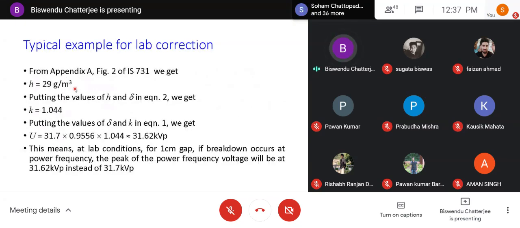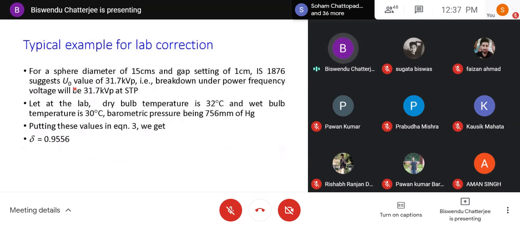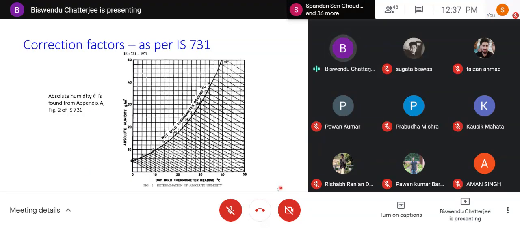How to get that? Very important. How to get H? Remember, what is dry? 32. What is wet? 30. Look here. Where is dry? This scale is the dry scale. Look very carefully. Where is 32 here? This line. Can you see this 32 line? Yes, sir. Okay. Then where is the 30 line?